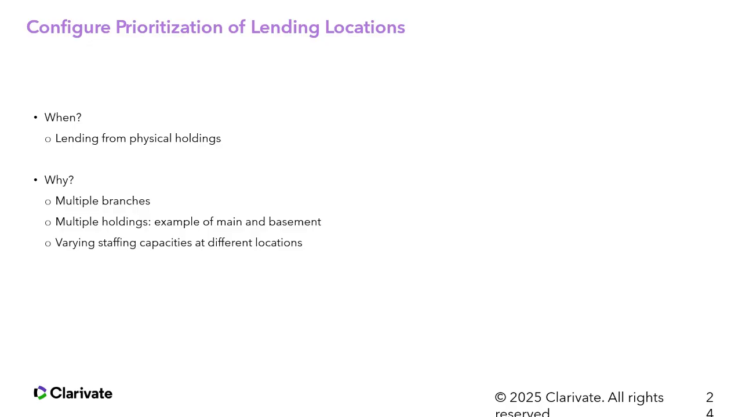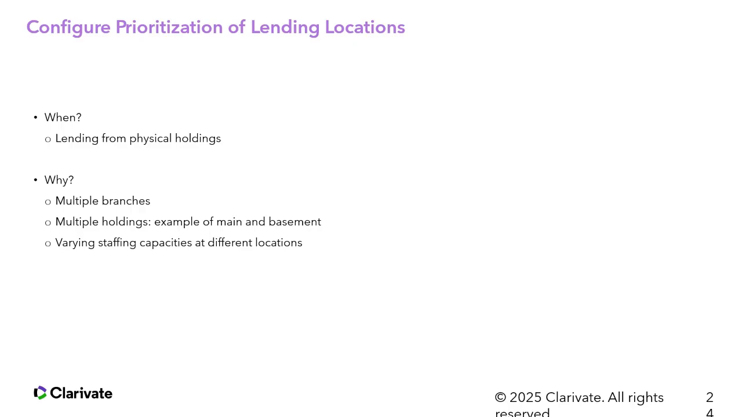First, it might be relevant when you have physical holdings that you're lending from for either the Ship Digitally workflow, where you are shipping from physical collections that you've digitized, or from that Ship Physically workflow, where you are sharing your physical items with another library. Why might this configuration consideration come up for a library?